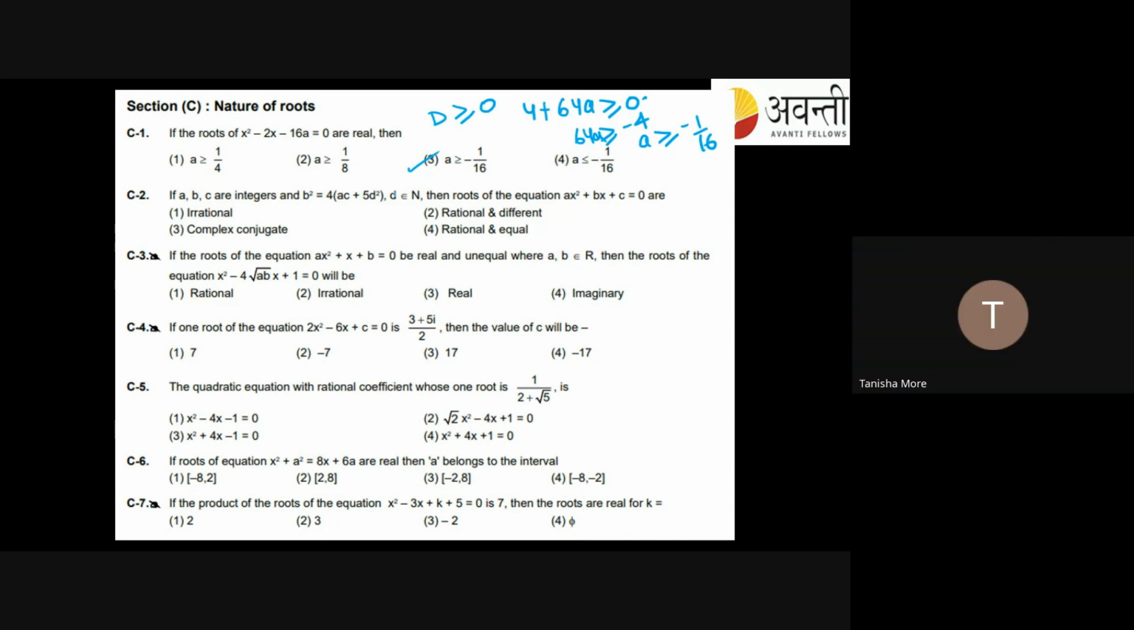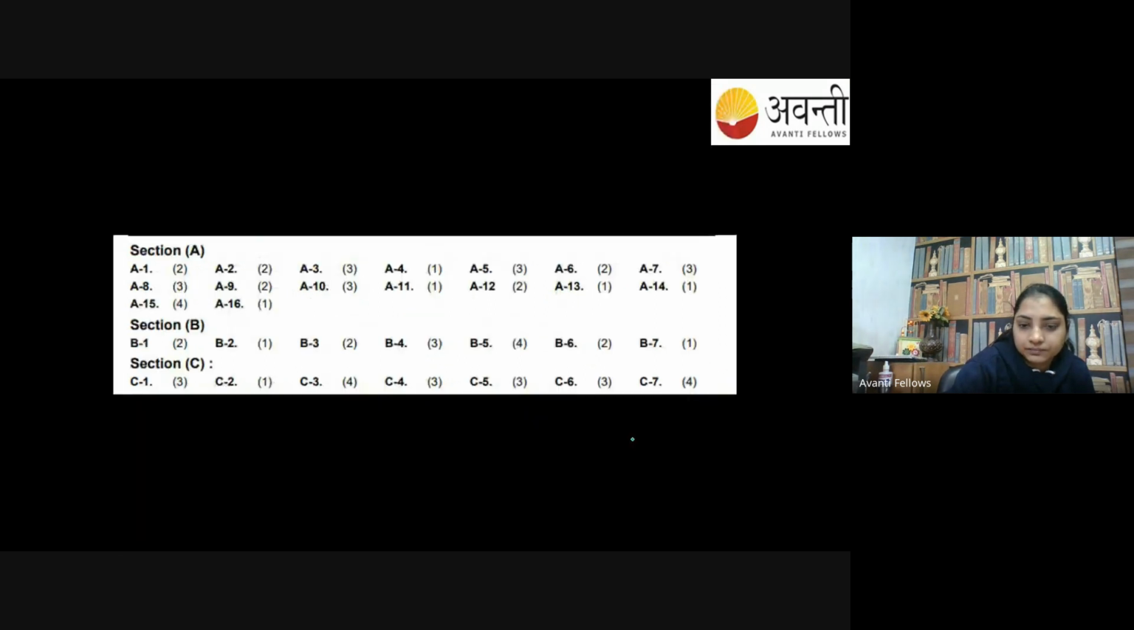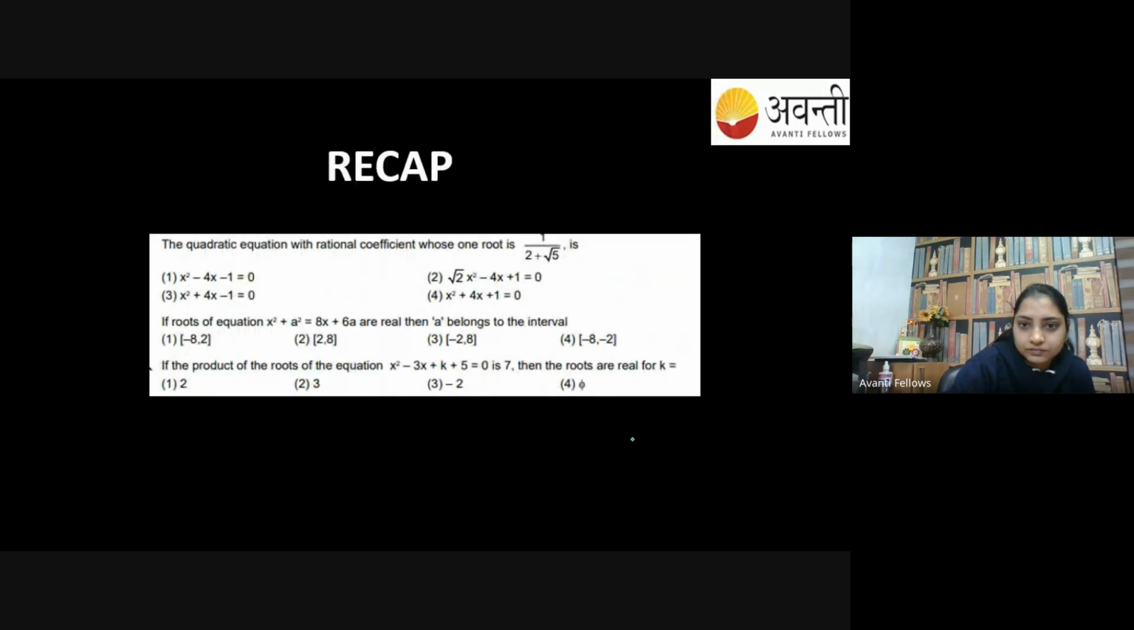Ma'am, C6. If the roots of the equation are real. The same question is there, right? You can just rewrite it as x square minus 8x plus a square minus 6a is equal to 0. Take that D is greater than or equal to 0. Now it's clear. This question was also in the recap, so this was already covered.